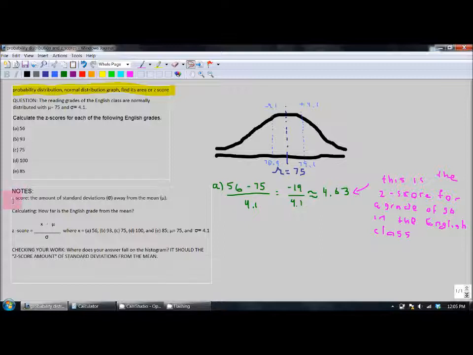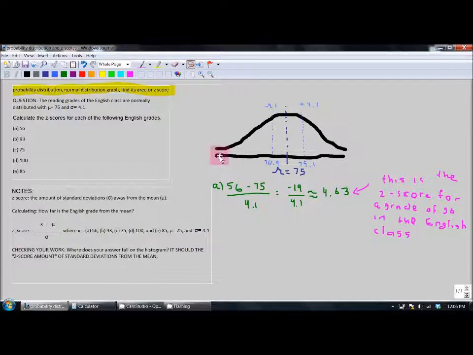So, some notes I have here. The z-score, what you're finding when somebody asks you to find the z-score, is you're basically getting the amount of standard deviations away from the mean. So that's what they're talking about when they're asking you for the z-score: you're finding the amount of standard deviations away from the mean.